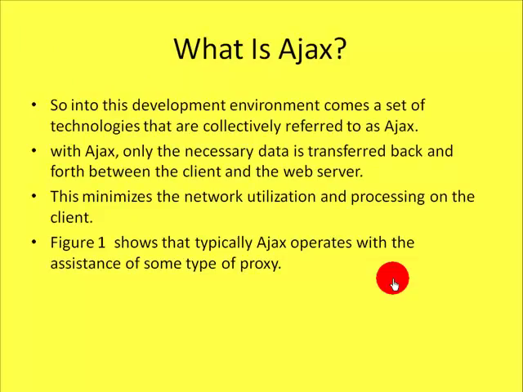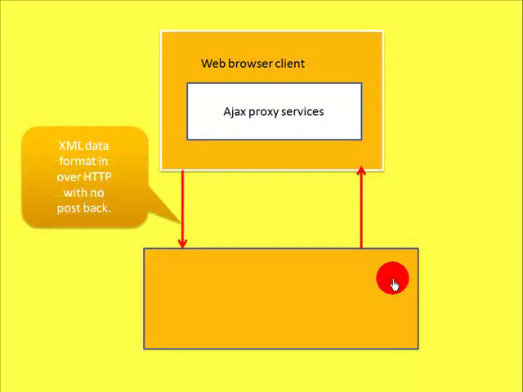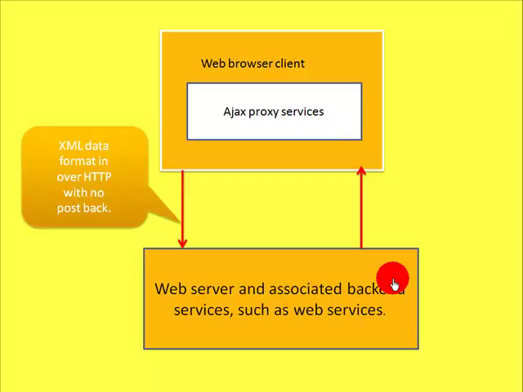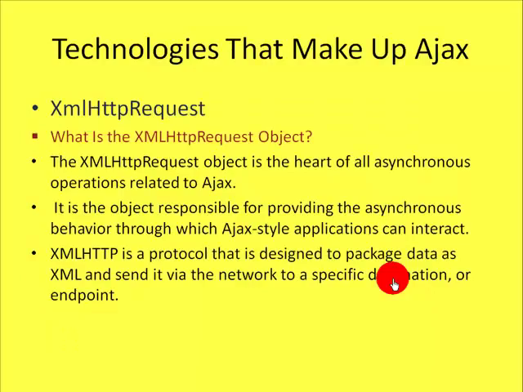Okay, first of all, I will explain what Ajax is. Ajax is a technology where only the necessary data is transferred back and forth between the client and the web server, so we can minimize the network utilization and processing on the client. Look at this figure. It shows that typically Ajax operates with the assistance of some type of proxy. These are the advantages of Ajax: asynchronous and minimal data transfer, and Ajax is very responsive with limited processing on the server.